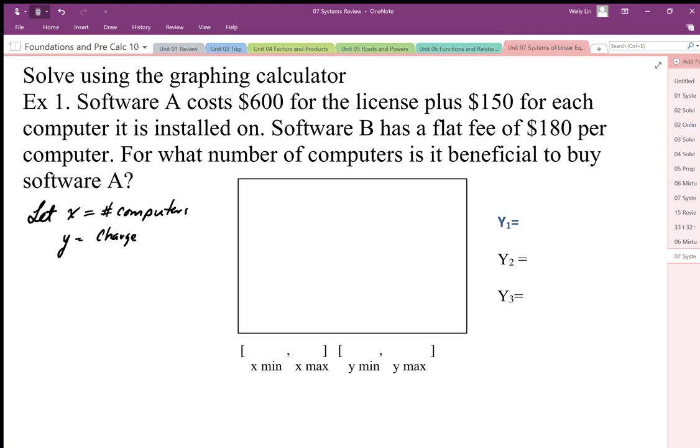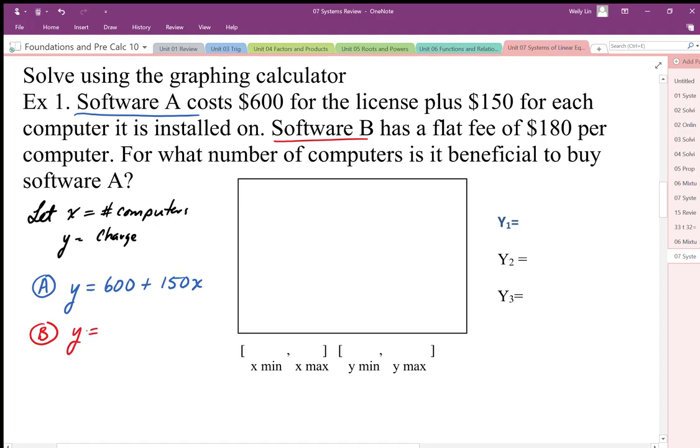So we're going to need to come up with two relationships. The first relationship we'll do for software A. The total amount is equal to $600 plus $150 per each computer. So the $150 represents our slope. So that's software A. For software B, we have a flat fee of the cost is $180 per computer, so times the number of computers. So there's our two relationships.